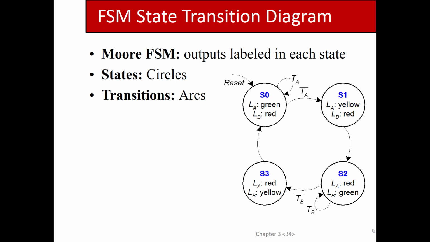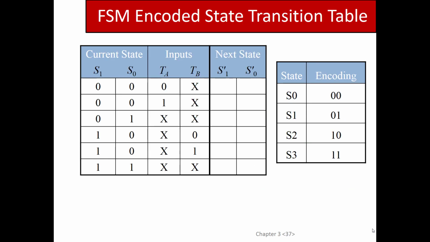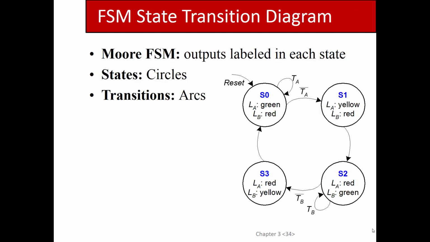Okay, but the problem is, how do you design the logic for this when I'm using symbolic names for the states? Well, after you design your state machine, you need to go back and set Boolean values, or essentially binary values, for each state. So the first question you have to ask is, how many bits do I need? Well, there are 4 states, so I take the log base 2 of 4. That means I only need 2 bits to represent my state.